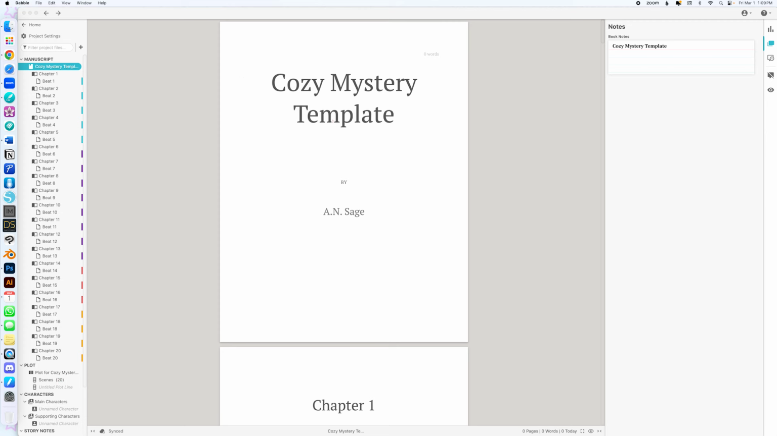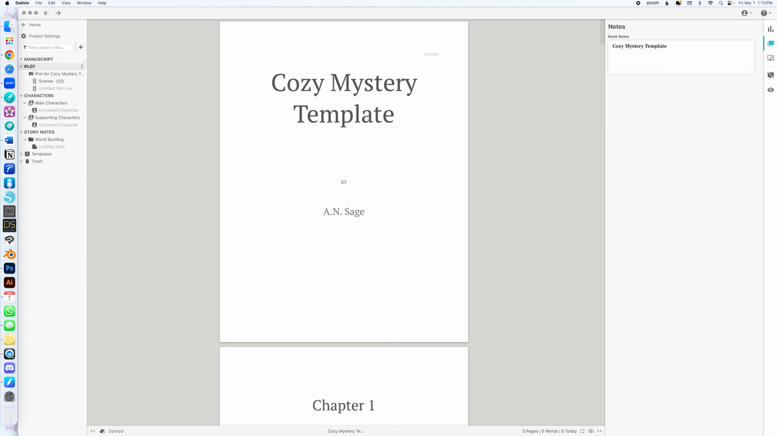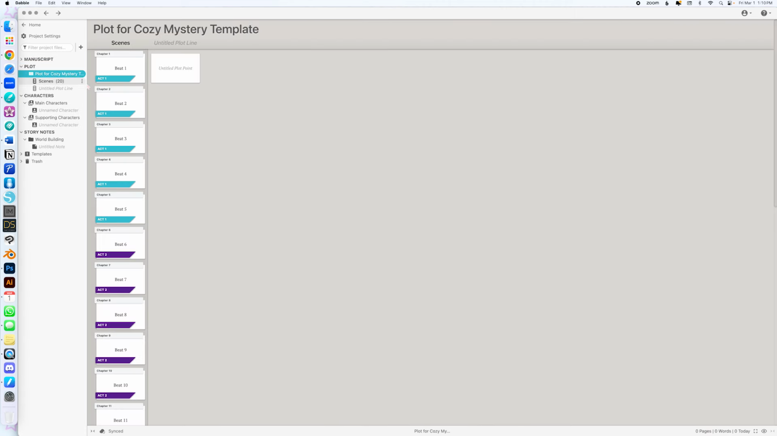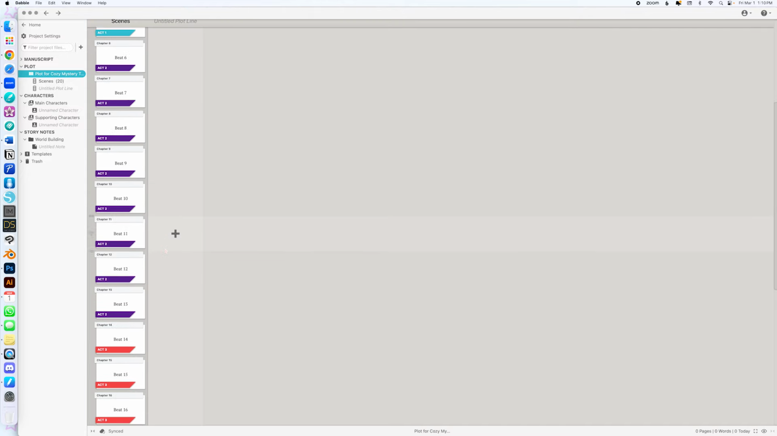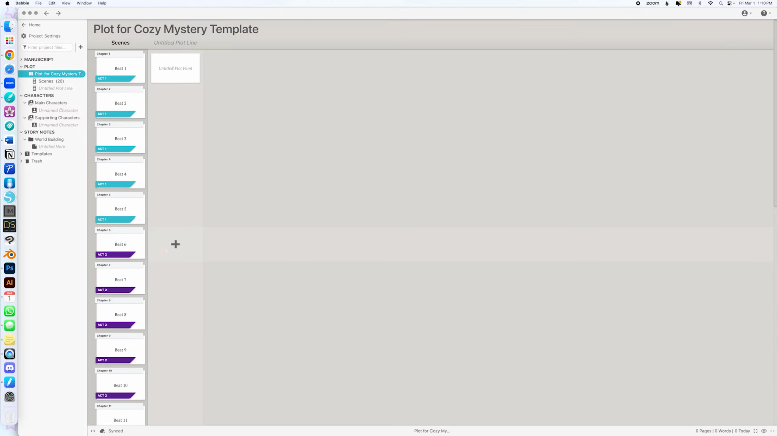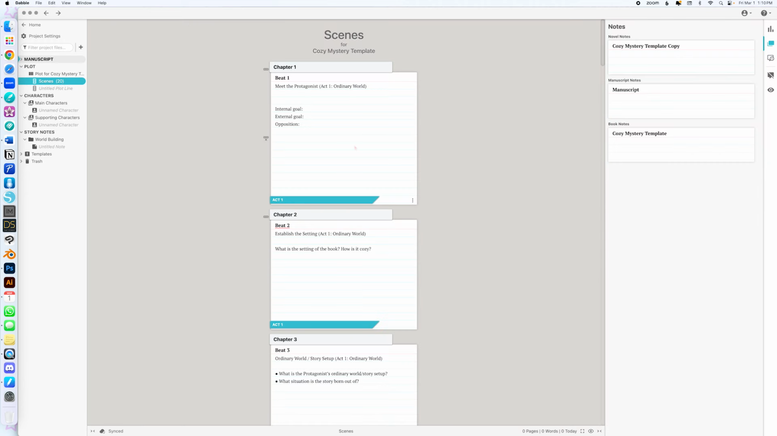So this is my cozy mystery template in Dabble. I pulled it up. This is the manuscript section, so we can just get rid of this because we're going straight into the plot. So this is what the plot looks like, and these are the 20 beats that I use to start from. I don't start with these plot lines, the additional ones. I organize those as I go, and I will kind of talk about how when we go through it. So let's open this up.